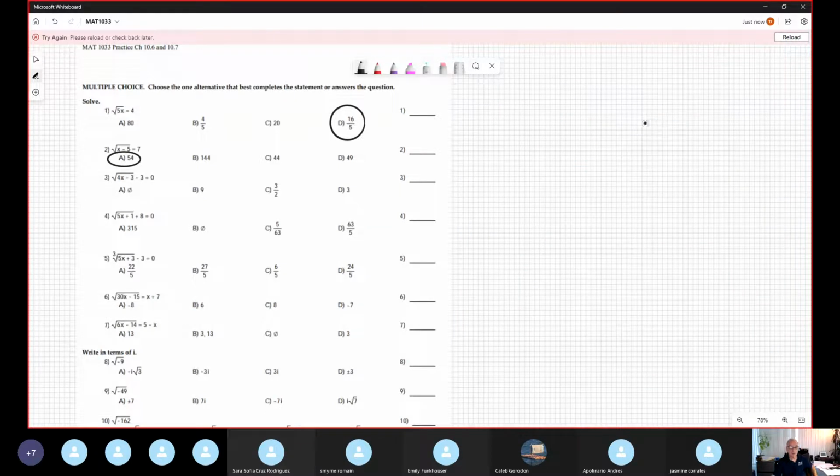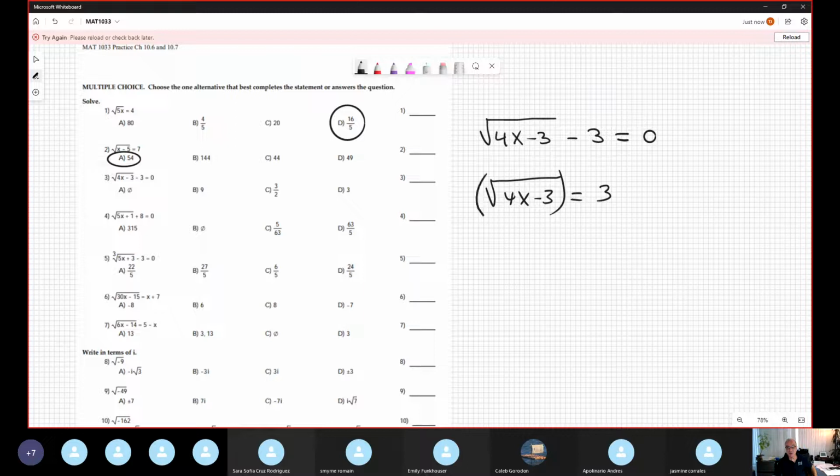Okay. Now number 3 is a little bit different because the first thing you should do is isolate the radical. In this case, it's not isolated. That is easy. Isolate: you move 3 to the right hand side, square both sides. X minus 3 equals 9. X equals 9 plus 3, which is 12. Divide by 4 on both sides, x equals 3.